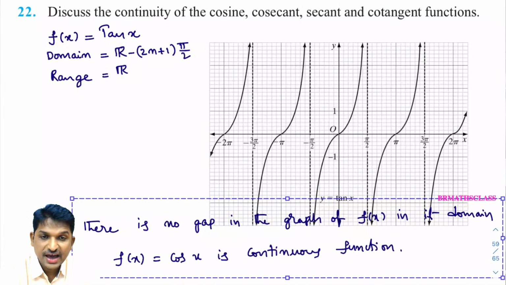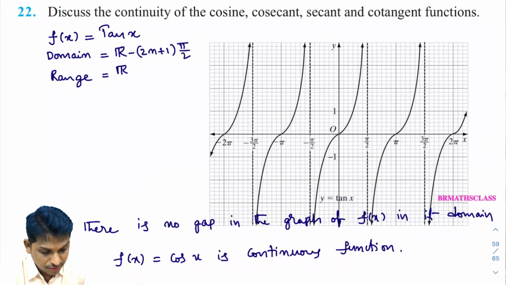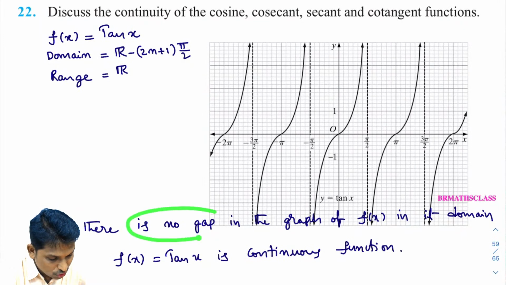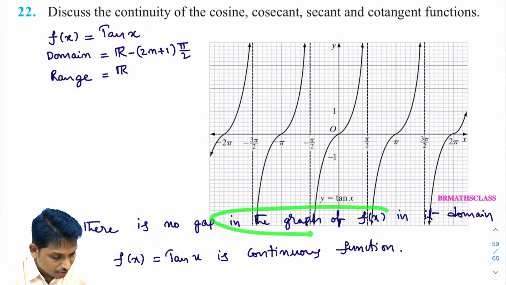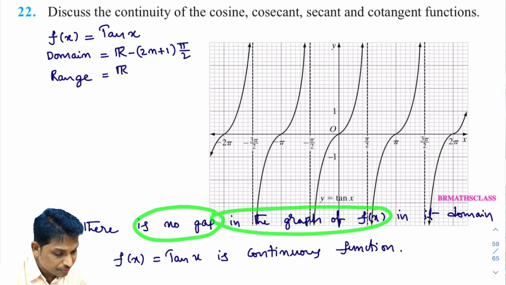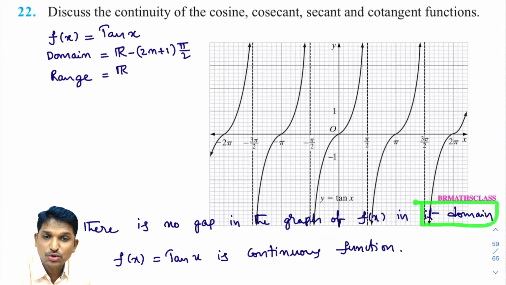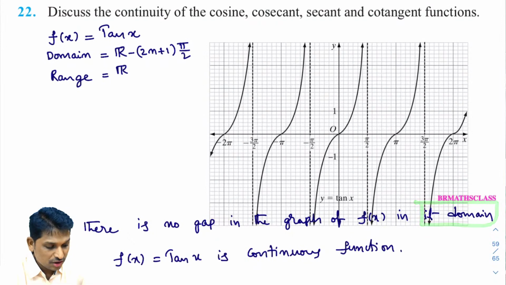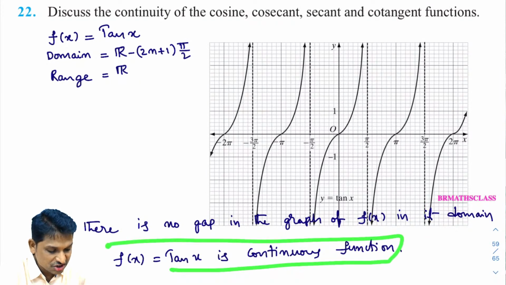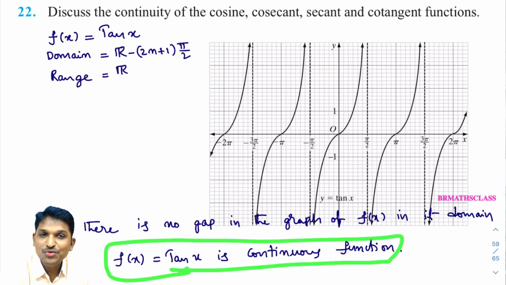There is no gap in the graph of f of x. Here, what is f of x? f of x is tan x. You observe here, there is no gap in the graph of f of x in its domain. That is important. Listen here, it is important. I am discussing continuity in its domain only. There is no gap in the graph of f of x in its domain. Therefore, tan x is a continuous function. Continuity is always meaningful to discuss in its domain.